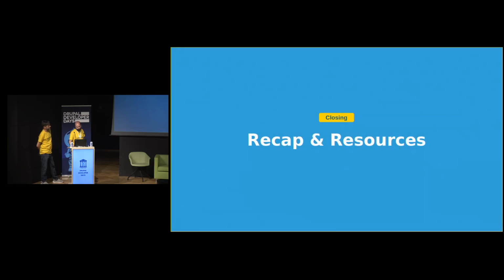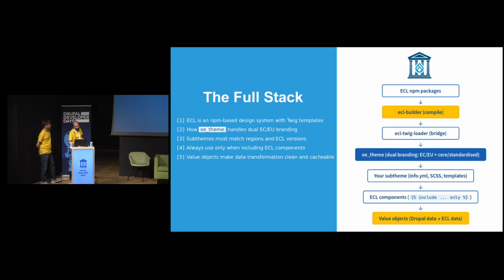So we're going to close at this point. Let's see the full stack from the beginning. As we said, the ECL starts from NPM packages, and it has the compiler, the builder, which is where the developer's work of ECL happens, and then it comes streamlined to you. You have the twig loader that bridges the references and the namespacing, and the OE theme, which is the full set, and then the sub-theme, the components, and the value objects that we show.